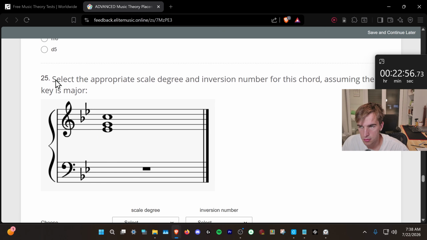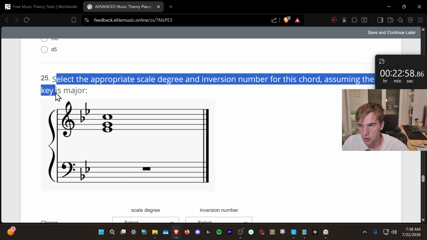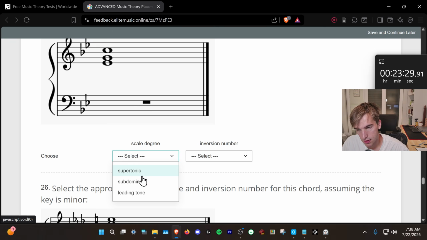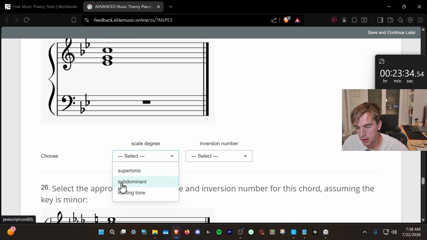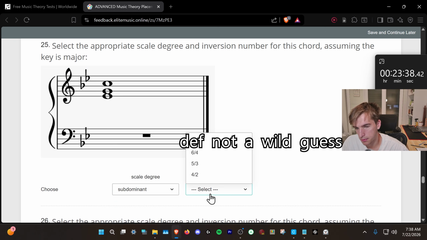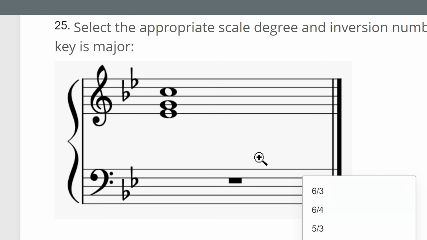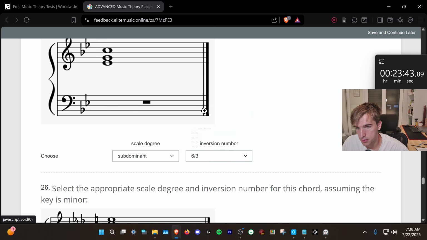Boom, baby. Select the appropriate scale degree and inversion number, assuming the key is major. Okay, we're in B flat. It's not supertonic. Tonic is like the 1. There's no B flat there. I'm just gonna put subdominant, and I'm gonna put inversion number. Oh, it looks like the same one as last time. I'm just gonna put 6-3.